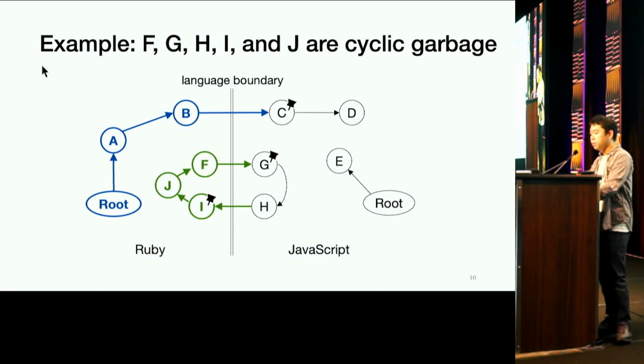So let me show Refgraph GC by an example. Now, the left-hand side is Ruby, and the right-hand side is JavaScript. All objects reachable from the Ruby root, A, B, C, and D, are live, and all objects reachable from the JavaScript root, E, are also globally live. The other objects, F, G, H, I, J, are garbage, and they are cyclic.